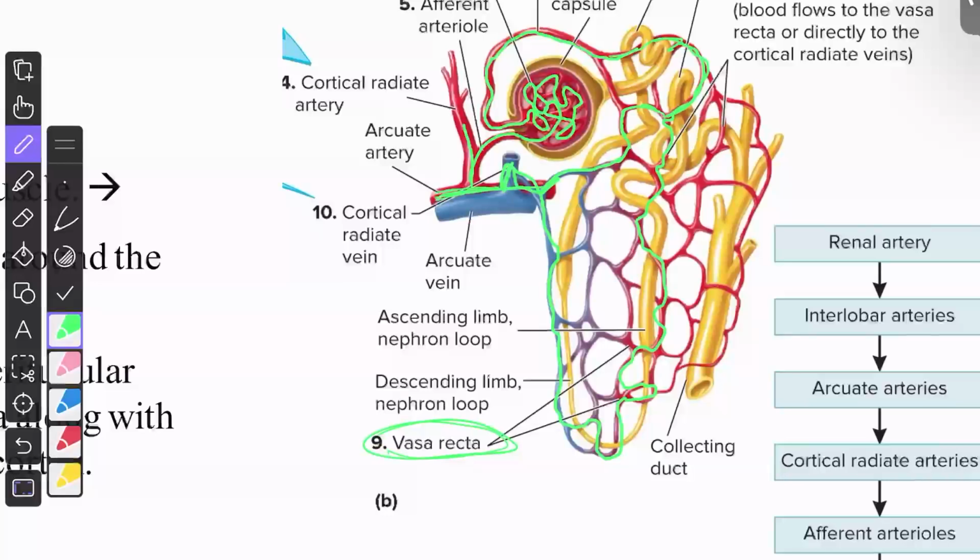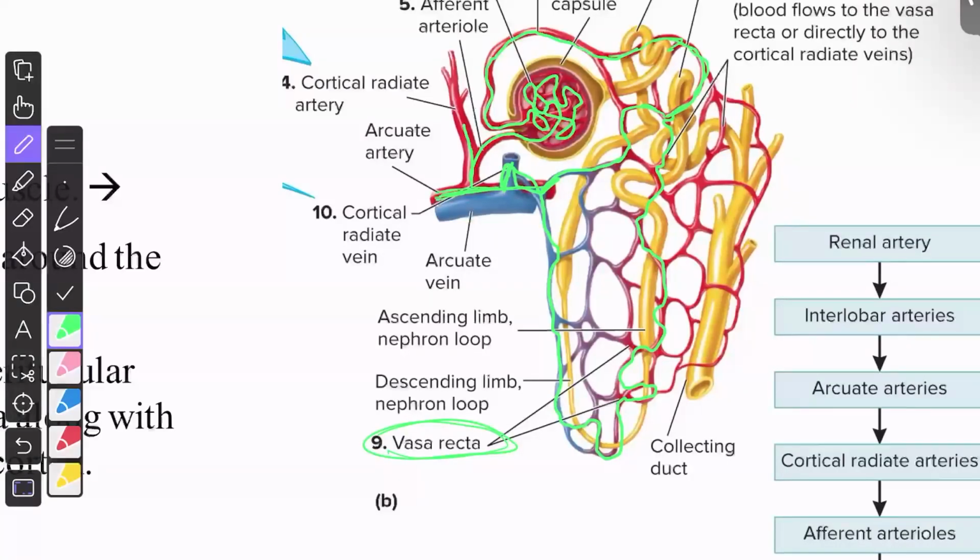Now, what did I just make by going from afferent arteriole to capillary bed to efferent arteriole to capillary bed to venule? What did I make? A portal system. Remember, portal systems are capillary beds that are connected directly to one another without going through the heart in between. Okay?